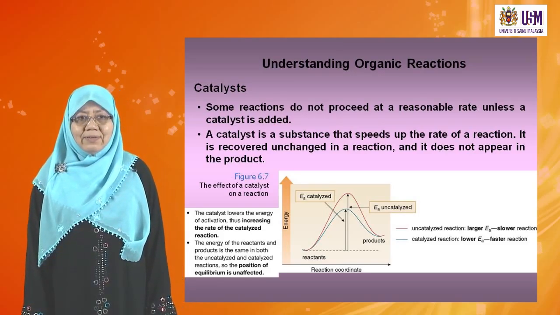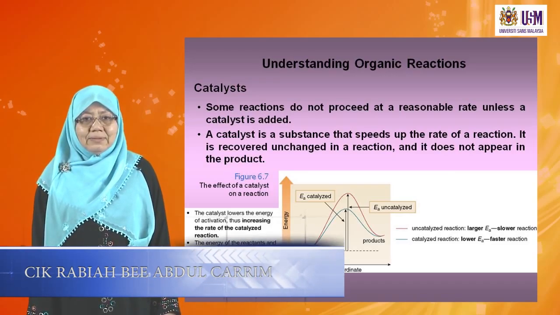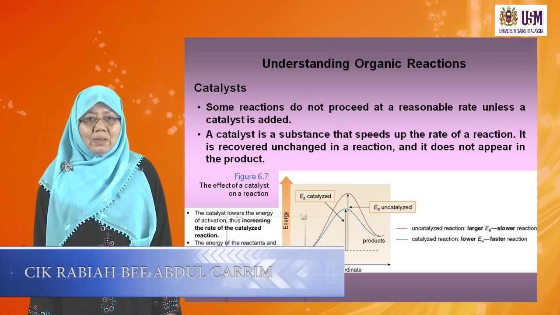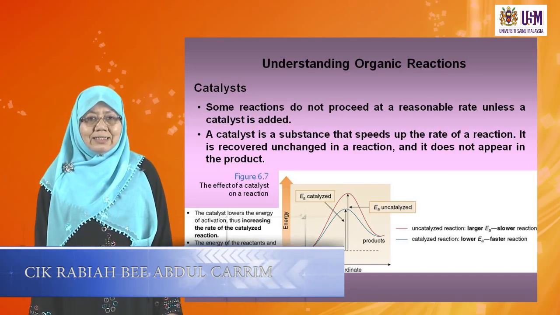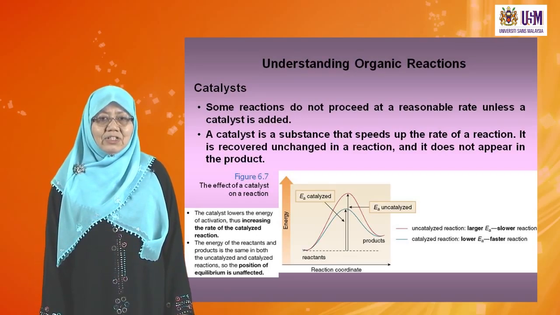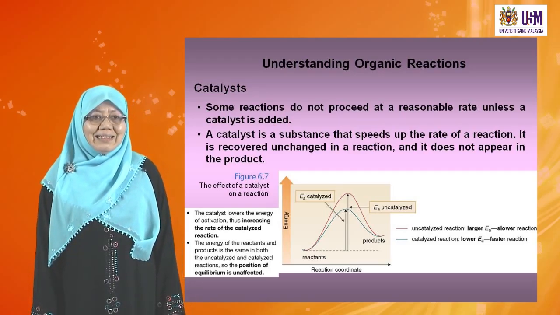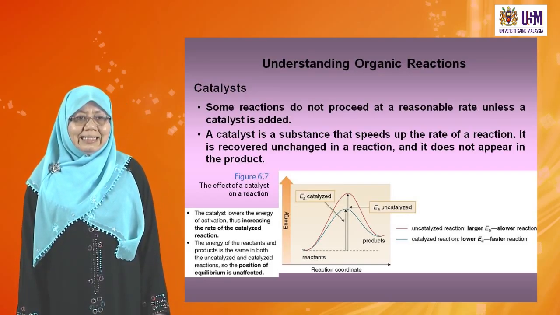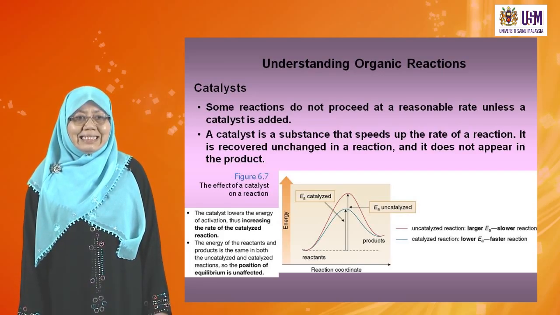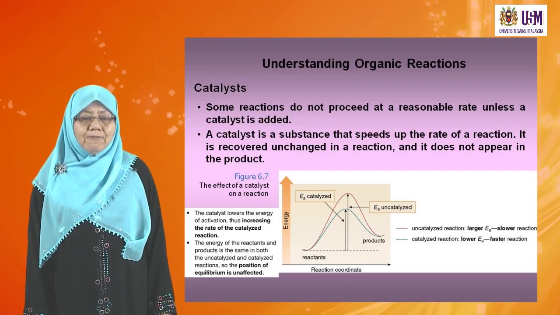Let us look at figure 6.7. We see the effect of a catalyst on the reaction. When we put in a catalyst, we can see the reaction with the lower EA is the one that is catalyzed. But the first reaction where the EA is higher or larger, the reaction is uncatalyzed. So the larger EA would give a slower reaction, which is the uncatalyzed reaction. And the lower EA will give a faster reaction. This is the catalyzed reaction. So the catalyst actually lowers the energy of activation, thus increasing the rate of the catalyzed reaction. The energy of the reactants and products is the same in both the uncatalyzed and catalyzed reactions. So the position of equilibrium is unaffected.